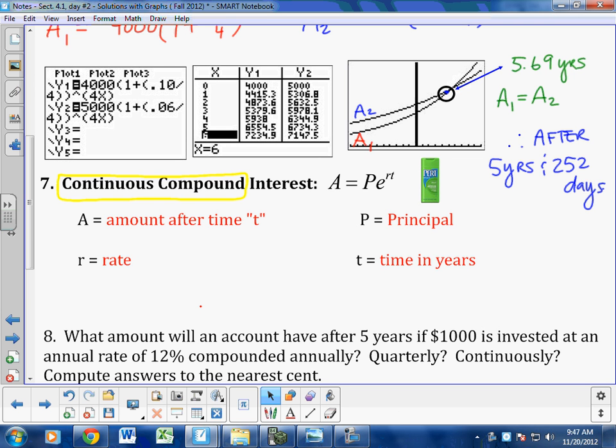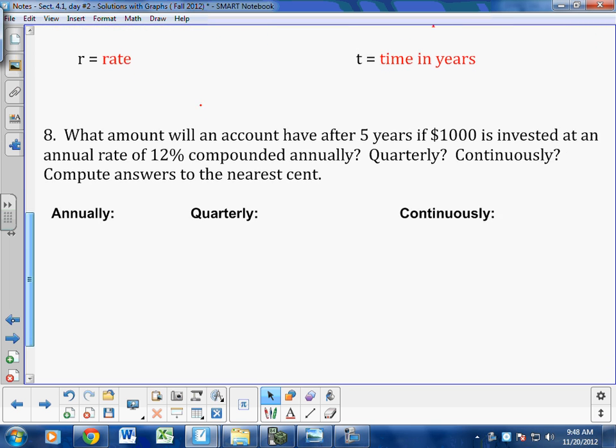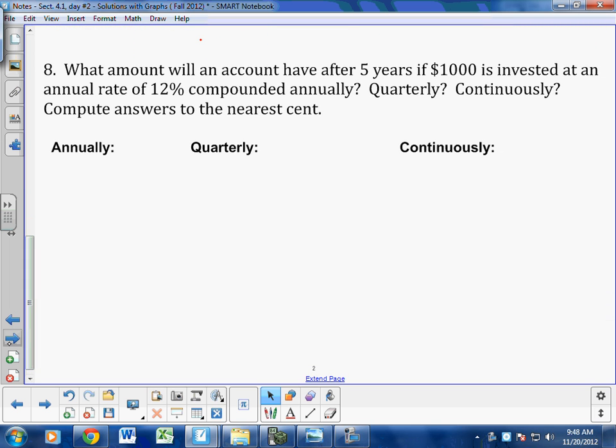This one says, if the principal P is invested at an annual rate R, compounded continuously, then the amount A in the account at the end of T years is given by A equals P E to the RT. The annual rate R must be expressed as a decimal. All right. Great example to end this. What amount will be in the account after 5 years if you put $1,000 in?